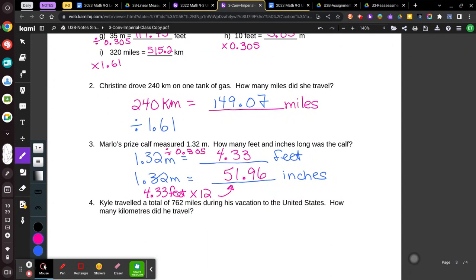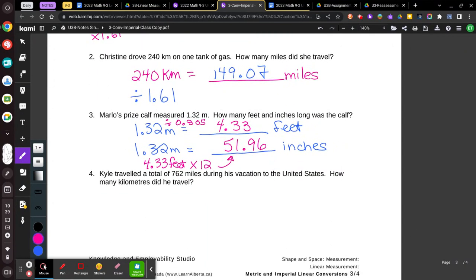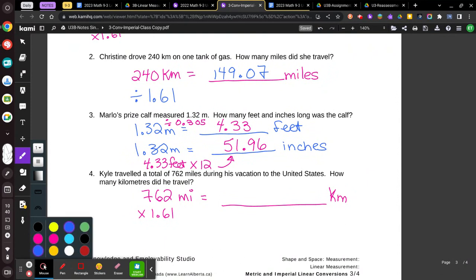All right, last question on this page. It says Kyle traveled a total of 762 miles during his vacation. How many kilometers is that? So we want 762 miles equals how many kilometers? Mile to kilometer, we are multiplying by 1.61. And that's going to give us a grand total of 1226.82 kilometers.